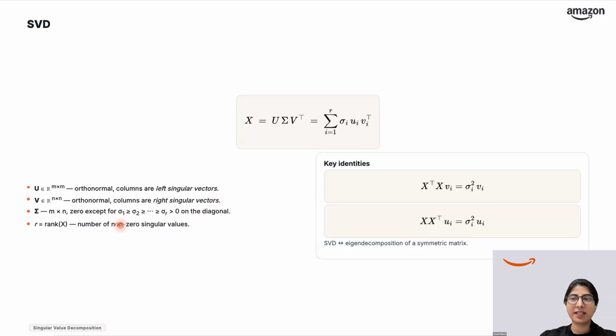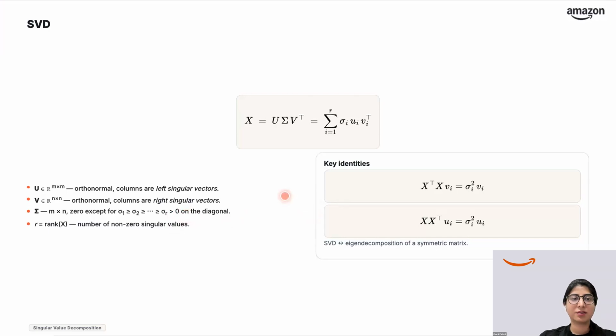But not only just the minimum of M or N, it can also have fewer entries. Like, there can be R non-zero singular values. The rest can be zero in this matrix. We'll see later on how this R plays a role in extracting the information. We'll see that more in truncated SVD.